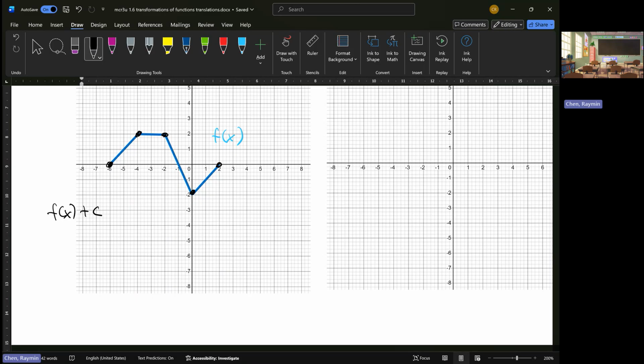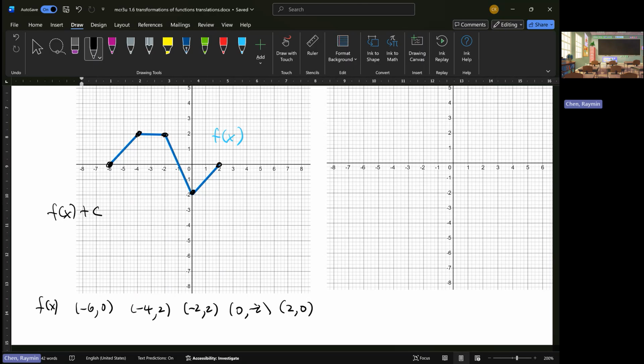So what I've done is I've listed the key points of this function. And for this one, there are 5 key points. I'm going to list them down below: (-6, 0), (-4, 2), (-2, 2), (0, -2), and (2, 0). This is our function. And yes, it's connected. They're all real numbers. But notice what we're going to do is transform this.